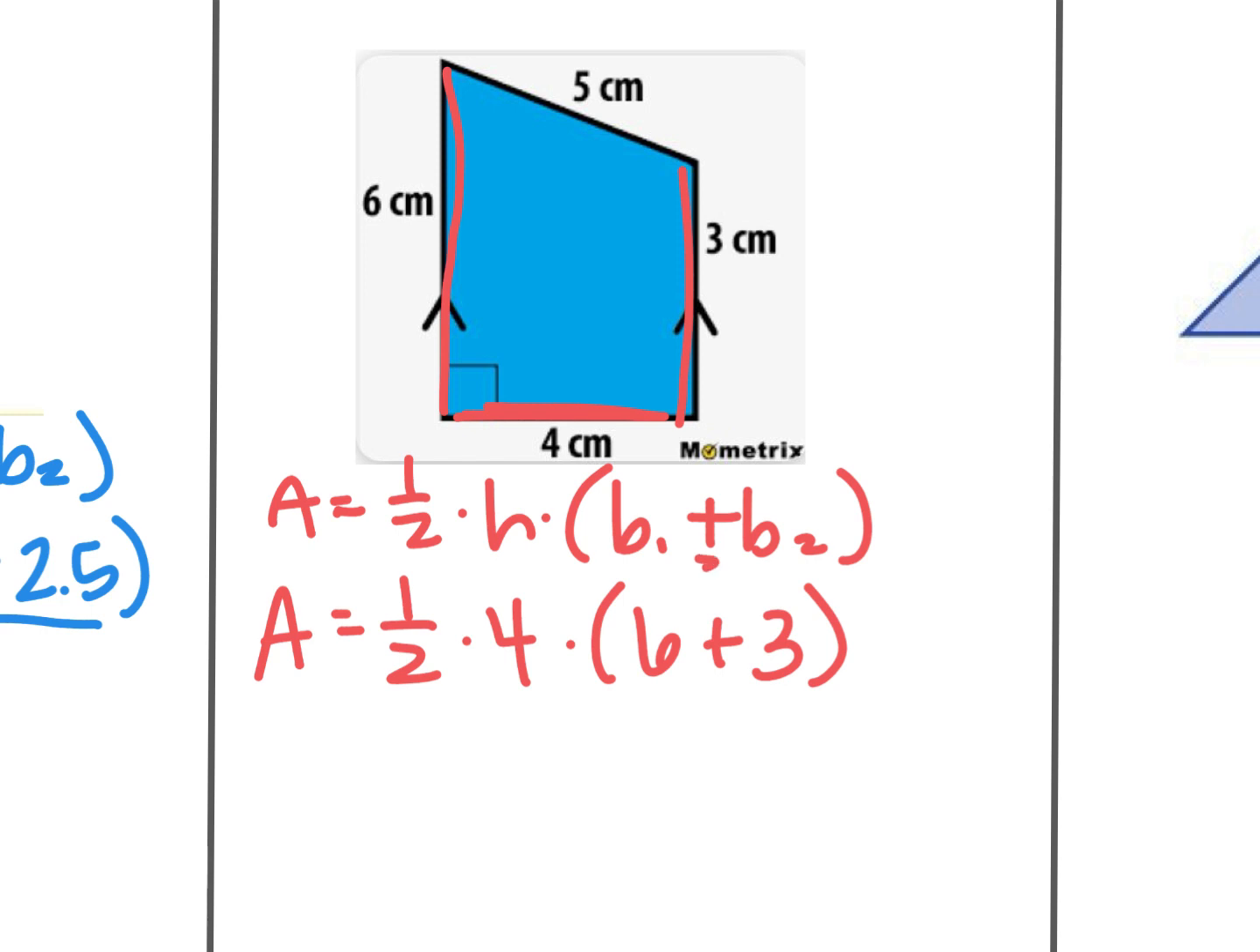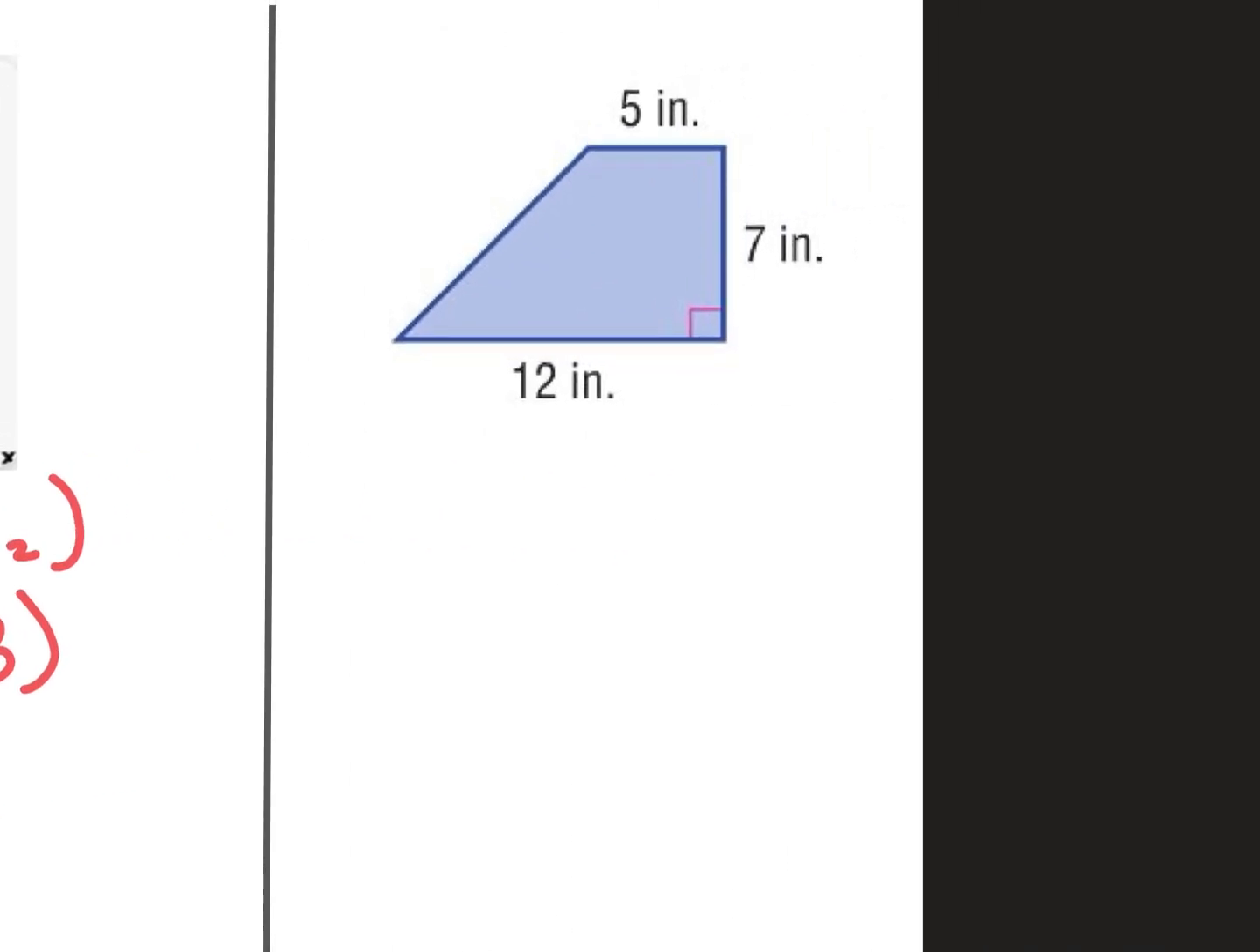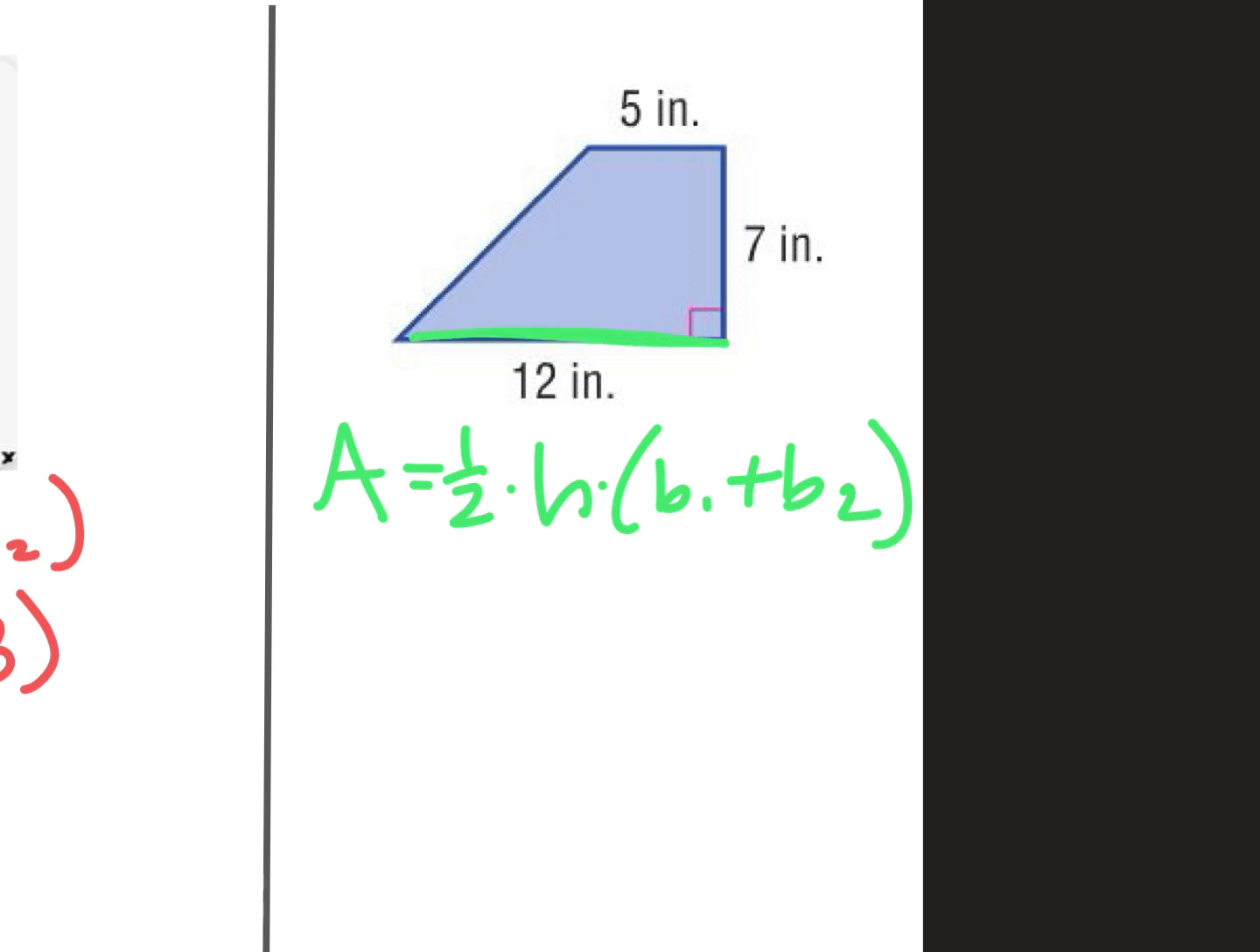And then when I type this into my calculator, 1/2 times 4 times parentheses, 6 plus 3, close my parentheses, and I end up with an area of 18. And my label this time, centimeters squared. Okay, let's try one more here with our trapezoid. So area equals, write down my formula again. All right, so my bases, I see these two sides are parallel to each other. That means those are like base 1, and this one can be base 2.